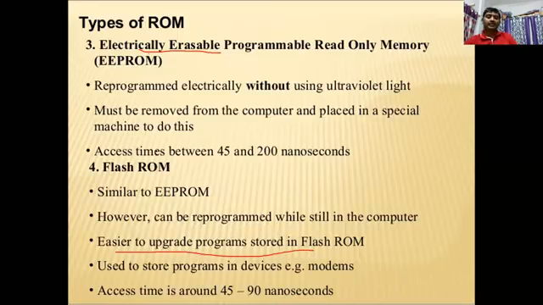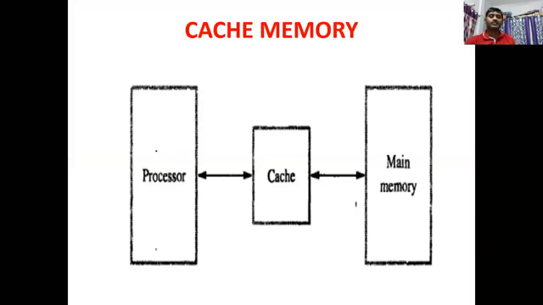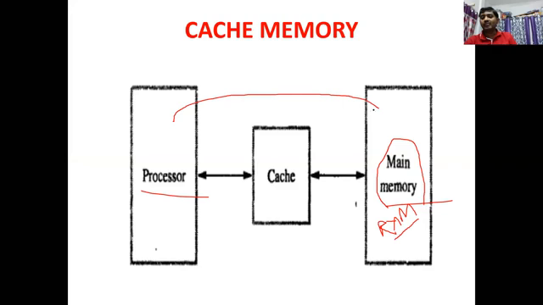Coming on to the next part, that is cache memory. Cache memory, we can call it an interface between your processor and the main memory. Remember, this main memory is nothing but your RAM, or you can call it ROM. Generally, we'll be taking it as RAM. Whenever the processor wants to execute some instruction, it fetches data from the main memory, that is from the RAM, right?